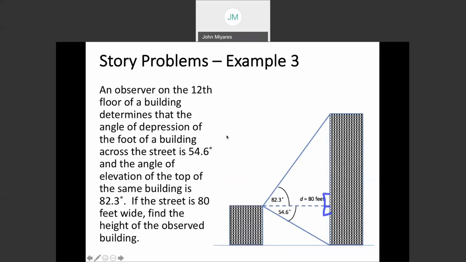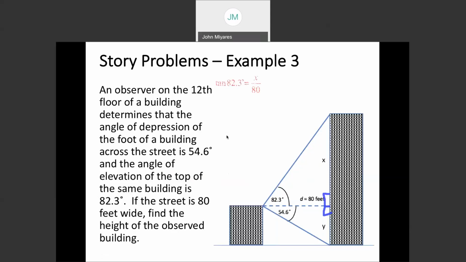So we're going to label the part of the building that is across from the 82.3 degree angle as side X, and we'll label the side across from the 54.6 degree angle as side Y. Then we're going to add the values of X and Y together in order to get the total height of the building.